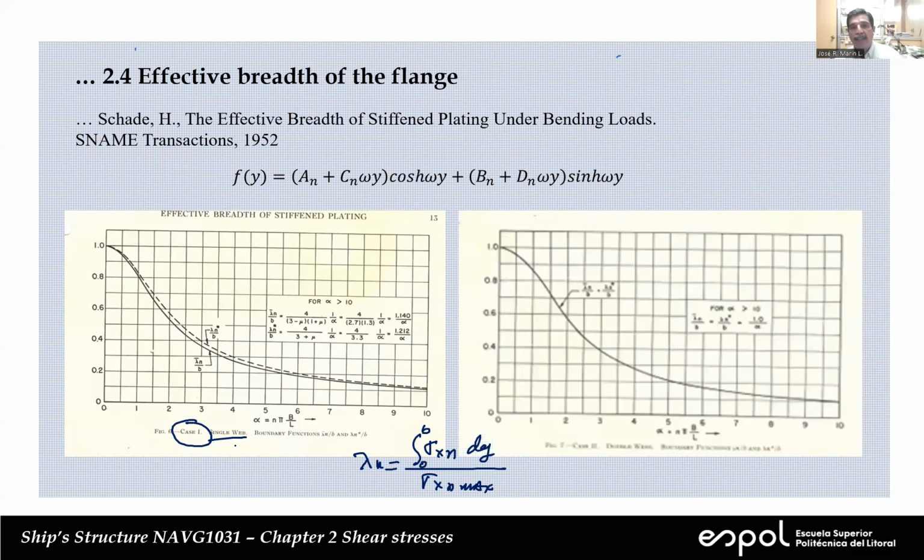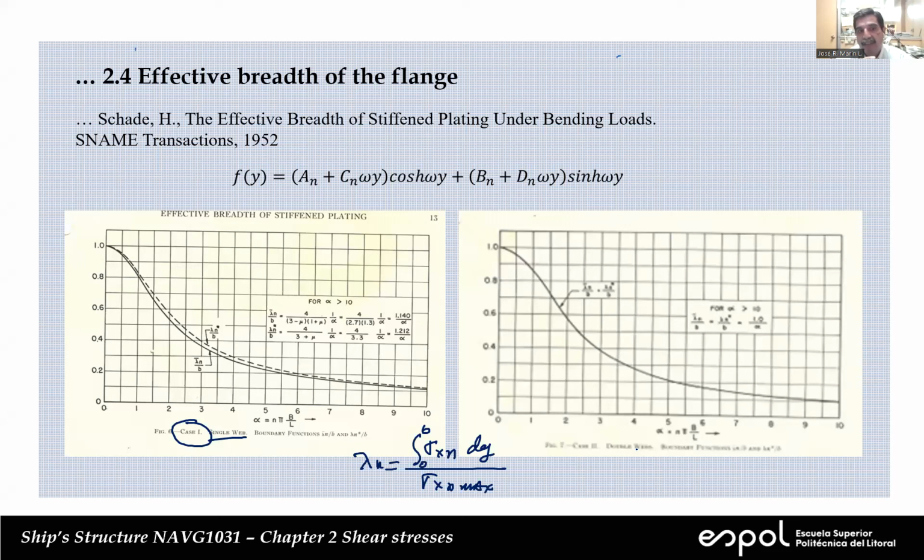He also presented the solutions. This is the solution for case 2. No, this is the solution for case 3, where you have several webs, okay? And once you have that, you remember that you had an expansion, a series expansion. So he replaced all of this in the solution, and finally he was able to find a value for lambda.